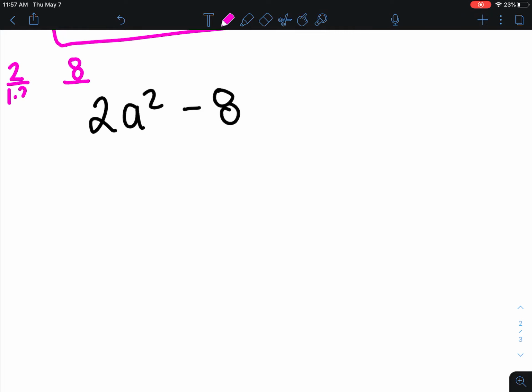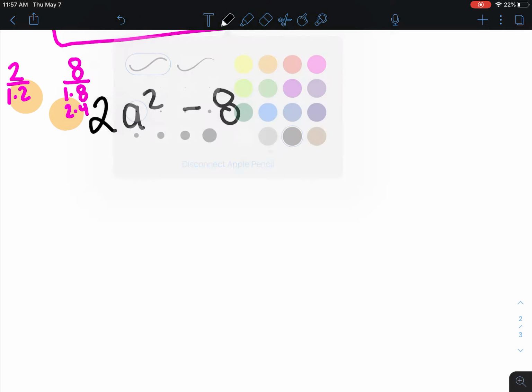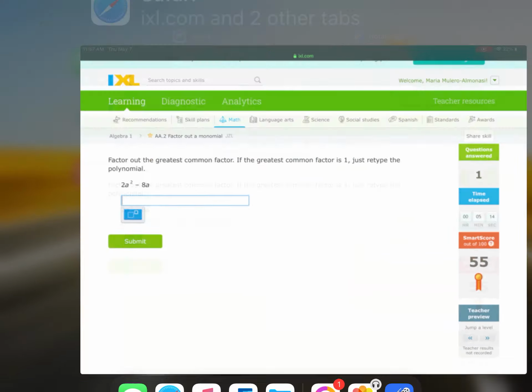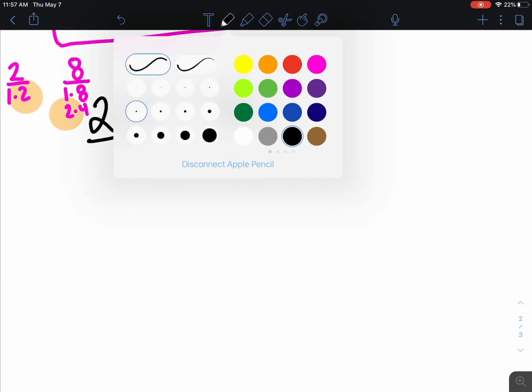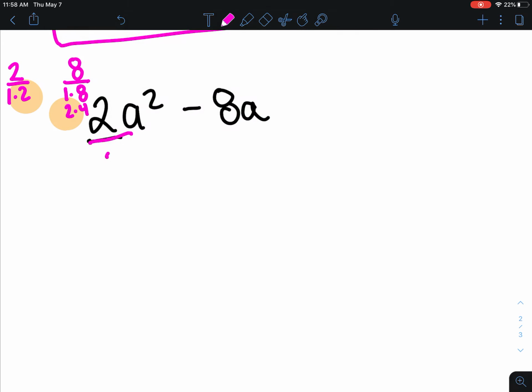So this is always your first step. Write out the numbers. 1 times 2 equals 2. Those are all the numbers that work. 1 times 8 equals 8. 2 times 4 equals 8, and that is it. The biggest number they have in common is 2. So, oh, my bad. This one had an A, right? Okay. So I divide by 2.